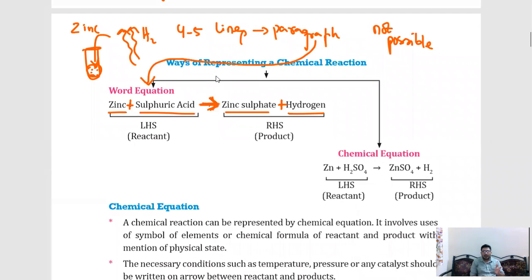What is happening after the reaction? The transparent liquid, that is zinc sulfate, plus you are getting one more extra product, that is hydrogen gas. So instead of writing 4 to 5 lines, you can sum it up in a single line.